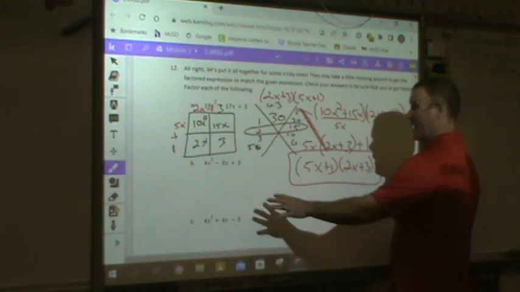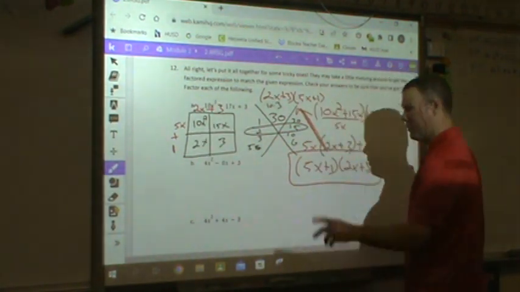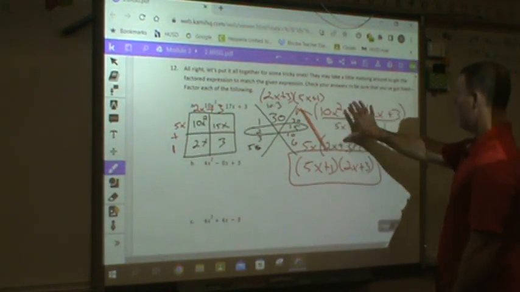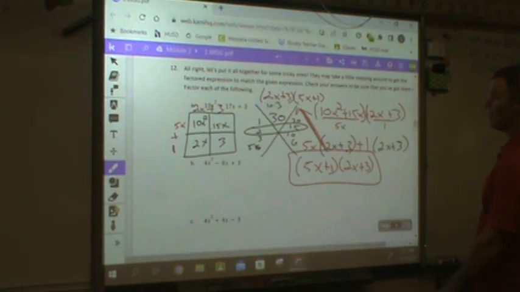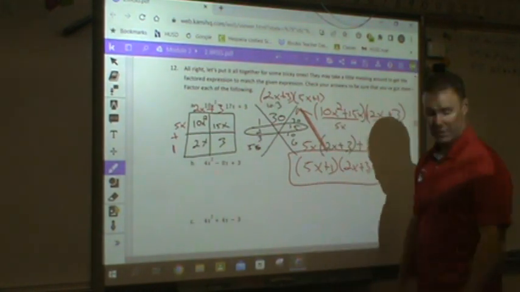Factor by grouping. What I don't like about the box is you have to guess a little bit, possibly, unless you get it right the first time. Factor by grouping I like because you don't have to guess. Either method, you still have to list all your factors.